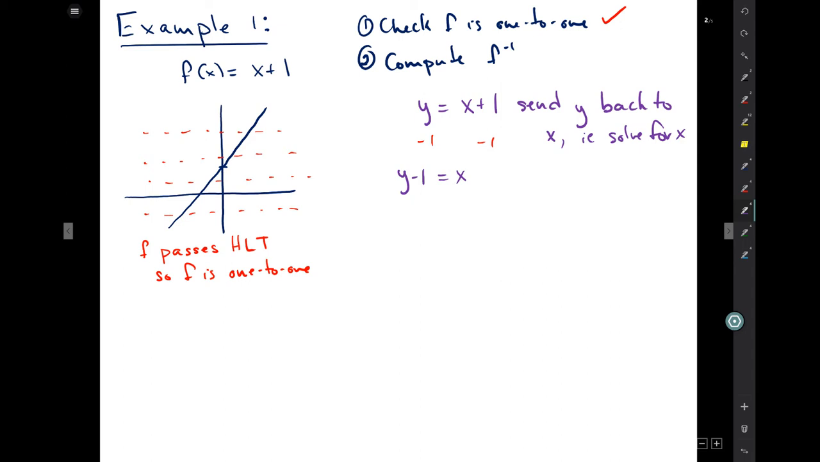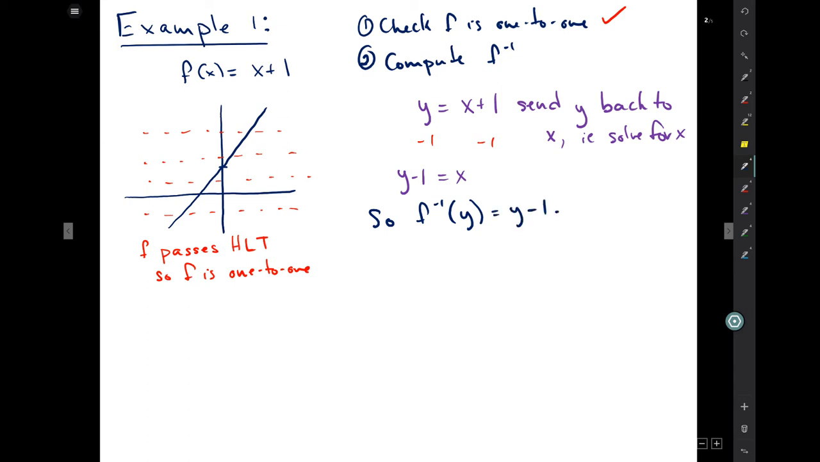So if I want to reverse my function f, I take x to x plus 1. If I want to reverse that, I would subtract 1 instead. So f inverse of, we'll call it y, is y minus 1.